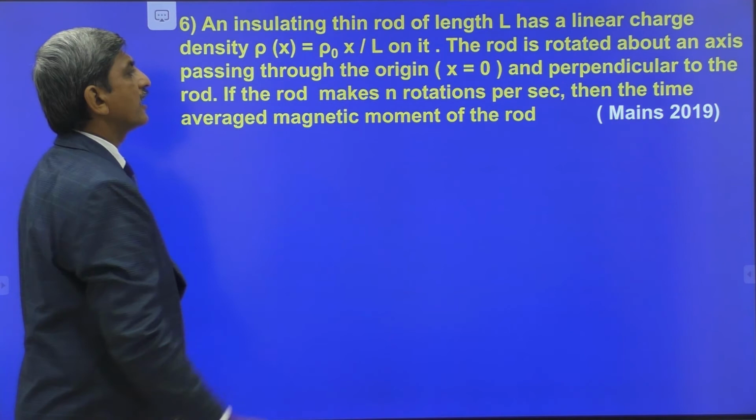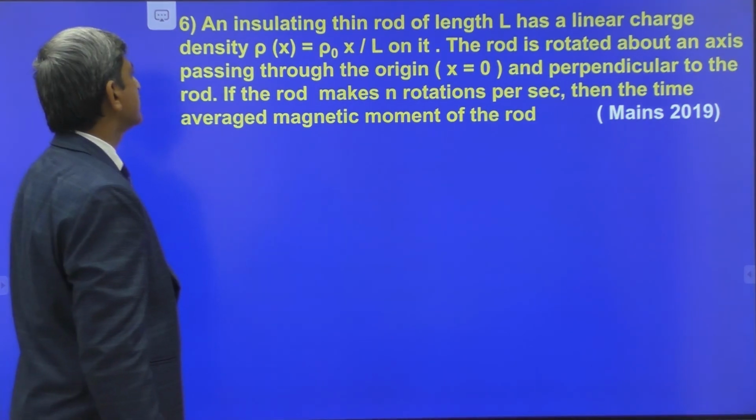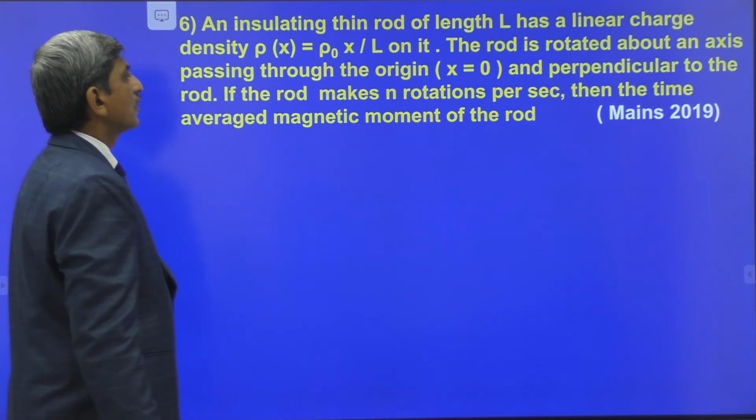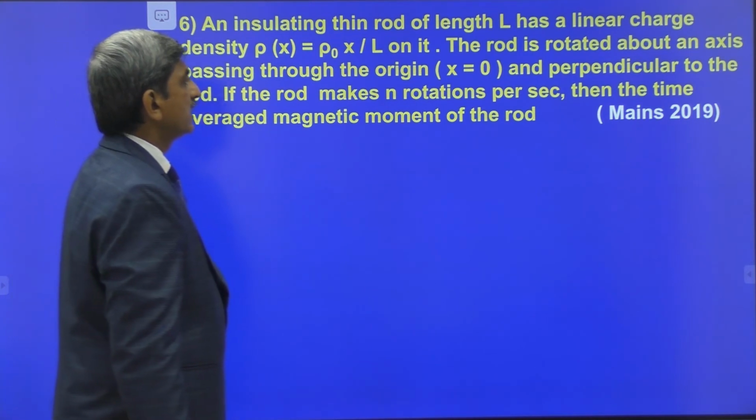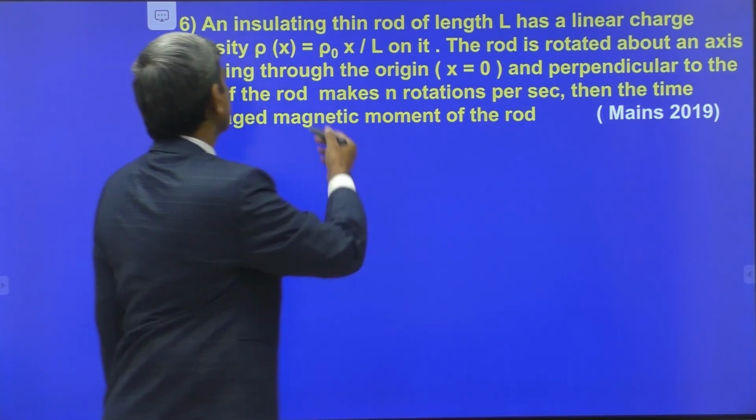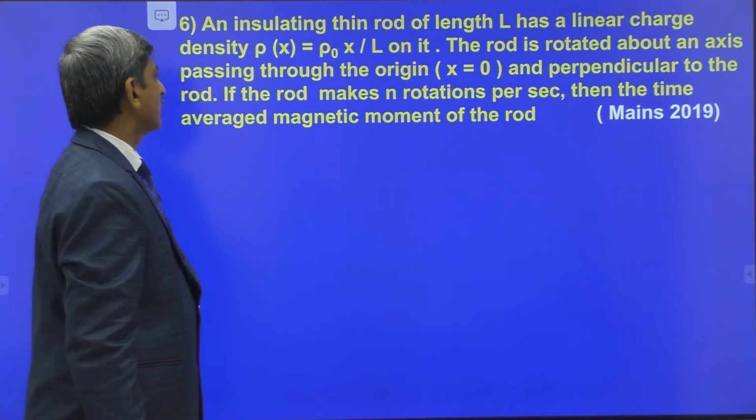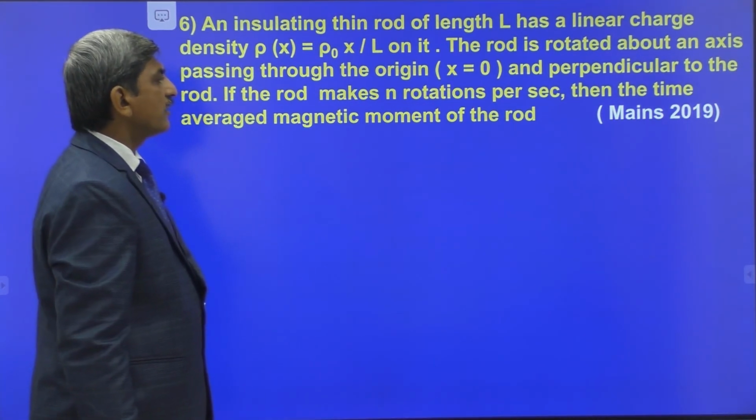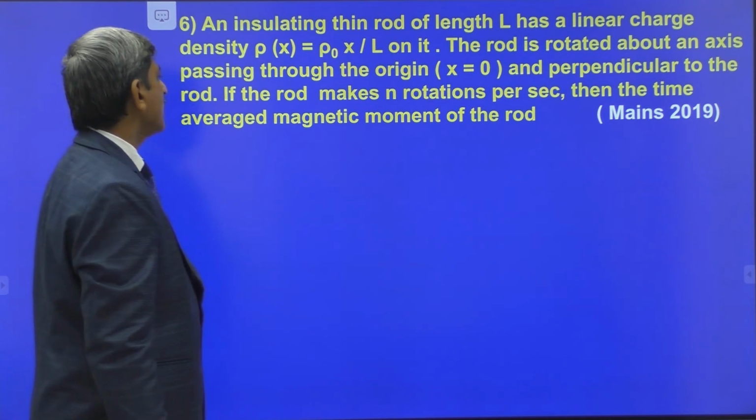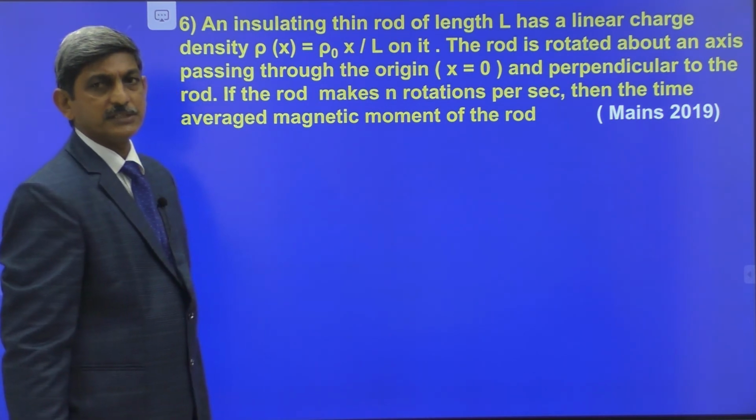An insulating thin rod of length L has a linear charge density rho(x) = rho naught x by L on it. The rod is rotated about an axis passing through the origin x = 0 and perpendicular to the rod. If the rod makes n rotations per second, then the time averaged magnetic moment of the rod is dash.